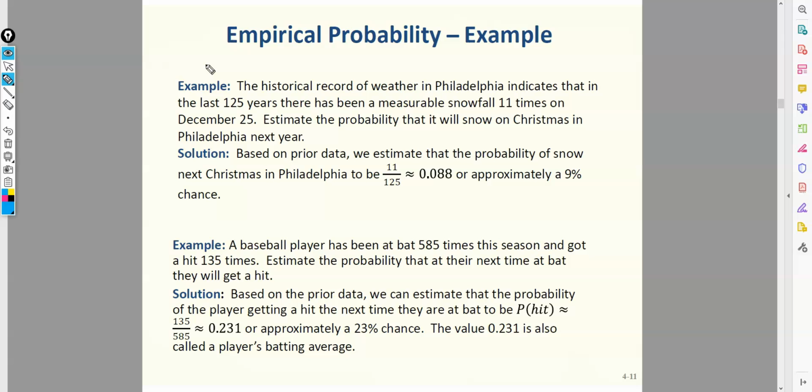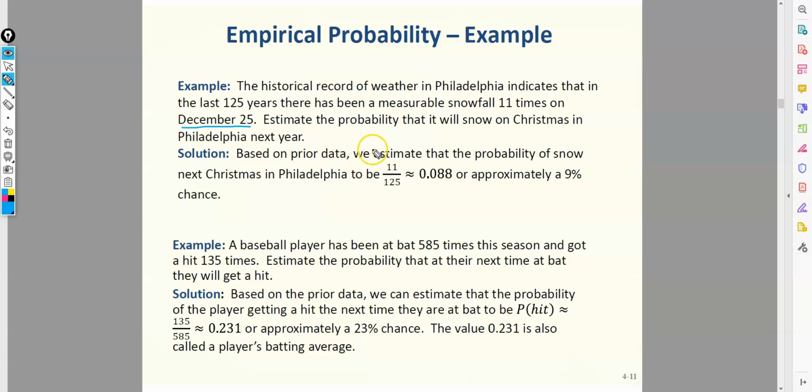occurred. So for the first example here, the historical record of weather in Philadelphia indicates in the last 125 years there's been a measurable snowfall 11 times on Christmas, December 25th. Let's estimate the probability that it will snow on Christmas next year.